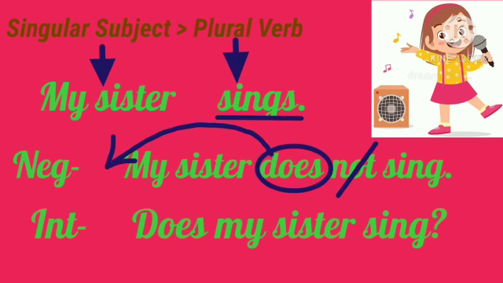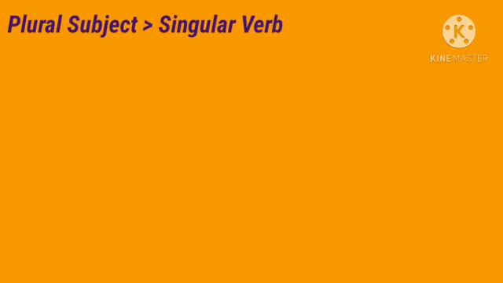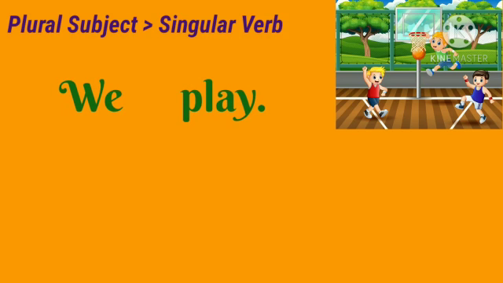Now we will see if there is a plural subject in the affirmative sentence. Then how can we change them to the other two forms of the sentences? Look at the first sentence. We play. Here we is a plural subject, so the verb play will be in its singular form. As you know, a plural subject takes the singular form. So here you can notice S is not added to the verb play. It's not plays, it's play.